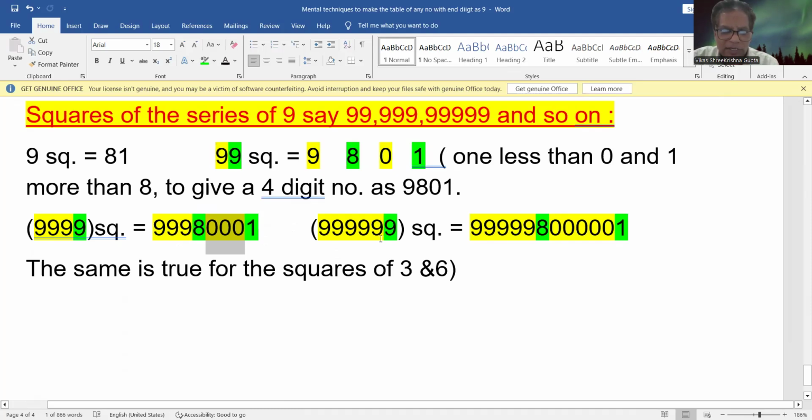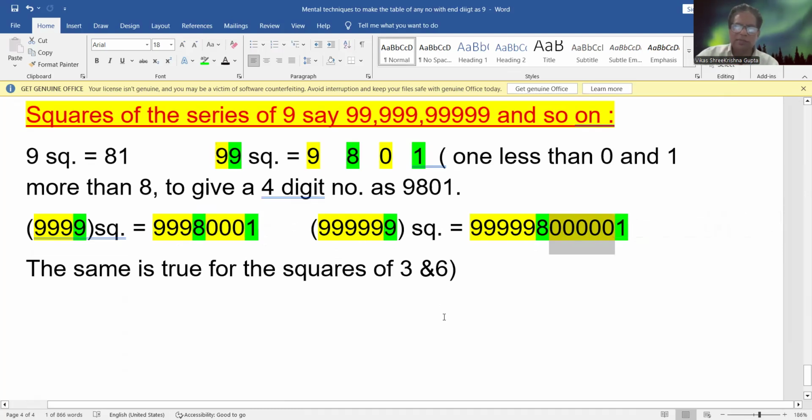Like now, how many digits? A series of 6 times 9. I have to find the square. So 9 into 9 is 81. I write 81, and the additional 9s are 5. So I put 5 zeros between 8 and 1, and I write 5 nines before 81, and I get the answer.